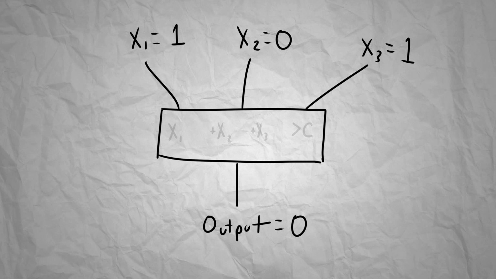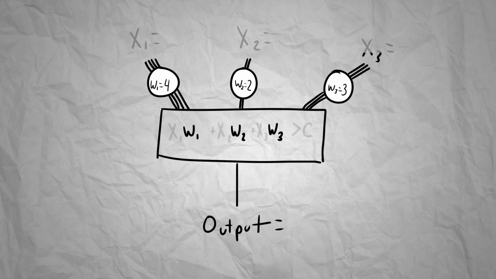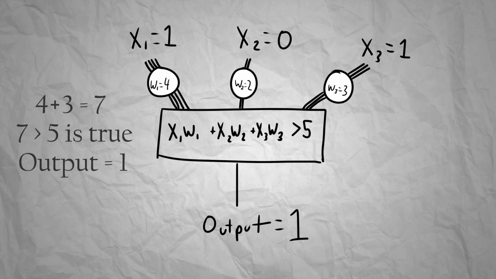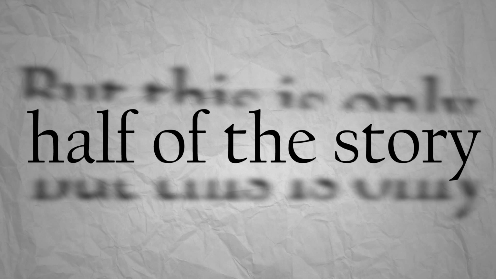These inputs are binary, in that they can either be on or off, and they're weighted based on their relative importance. When the perceptron receives an input, it sums up the weights of all the inputs that are on. If this sum exceeds the pre-specified threshold, then the perceptron will fire by activating its outputs. But this is only half of the story.